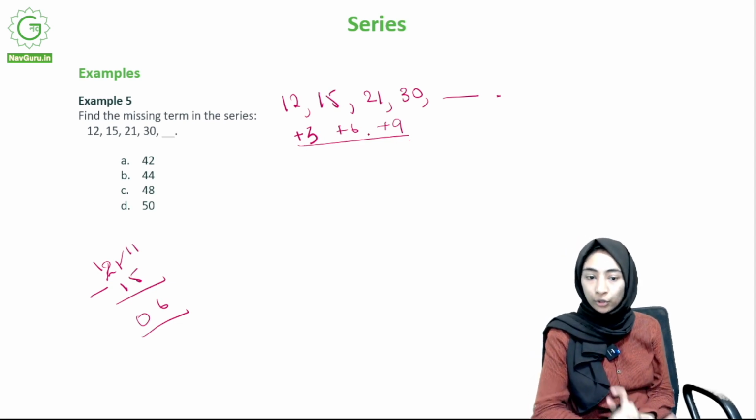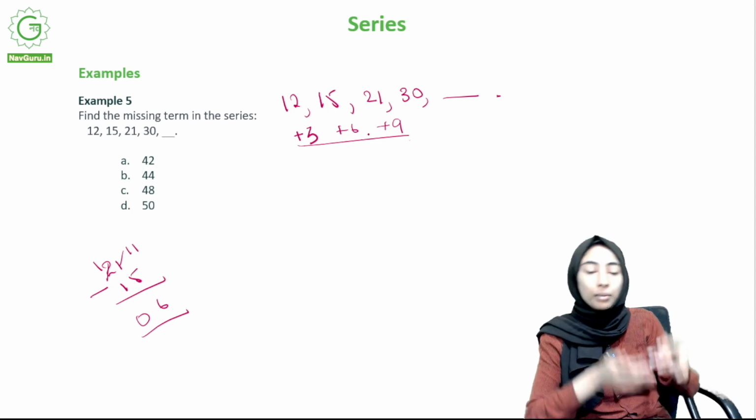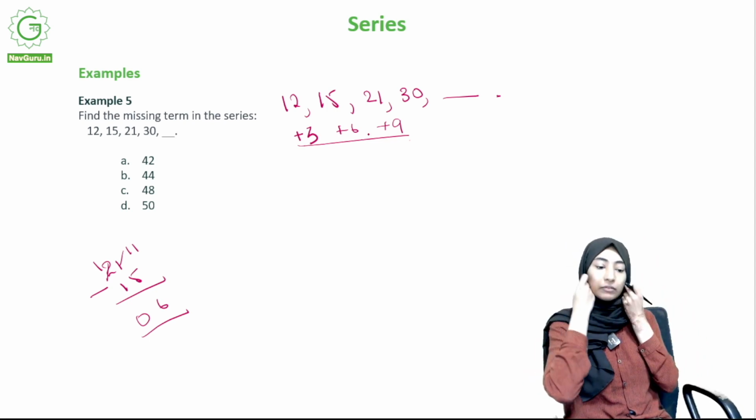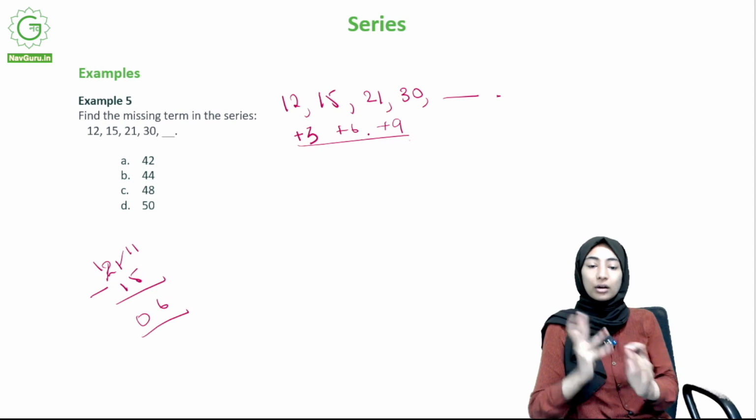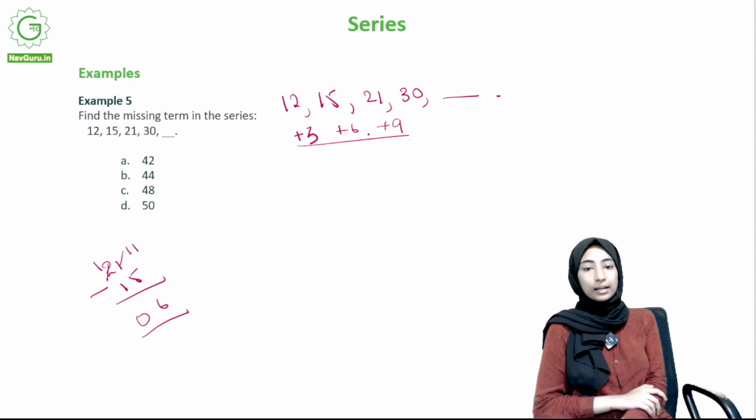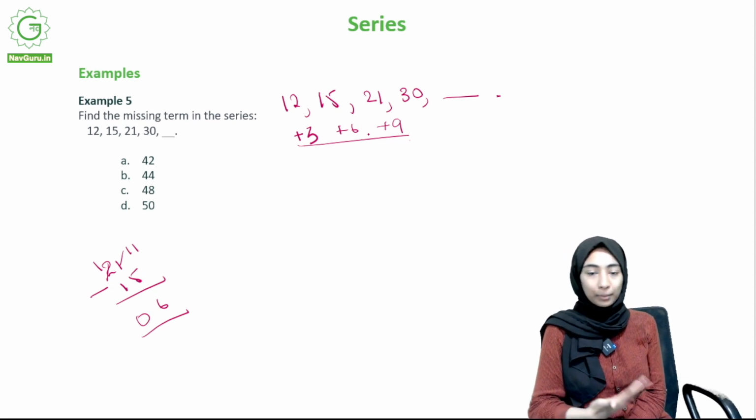3, 6, 9. What do you think the pattern here is? On what basis are we defining this pattern? I'll give you around a minute to think about it. So just think about it and let me know. I mean, you can't let me know, but yeah, just say it aloud.